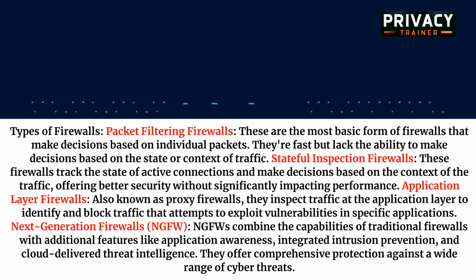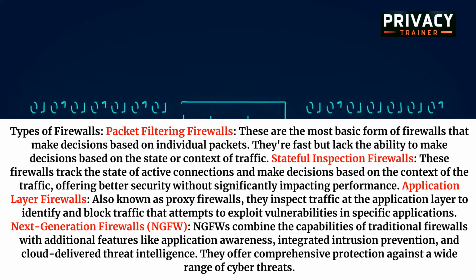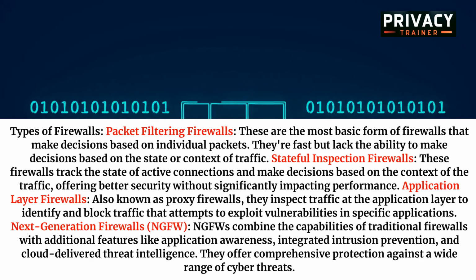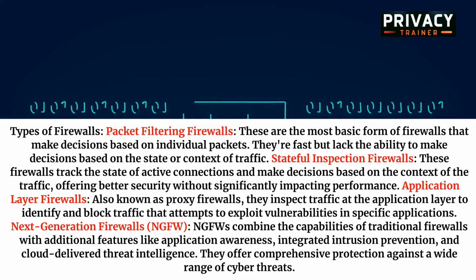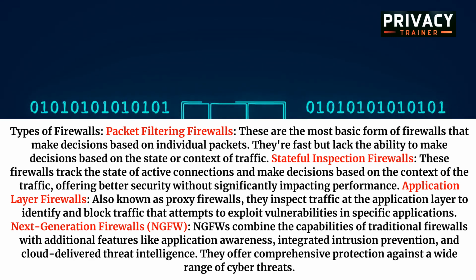Stateful inspection firewalls. These firewalls track the state of active connections and make decisions based on the context of the traffic, offering better security without significantly impacting performance. Application layer firewalls, also known as proxy firewalls, inspect traffic at the application layer to identify and block traffic that attempts to exploit vulnerabilities in specific applications.